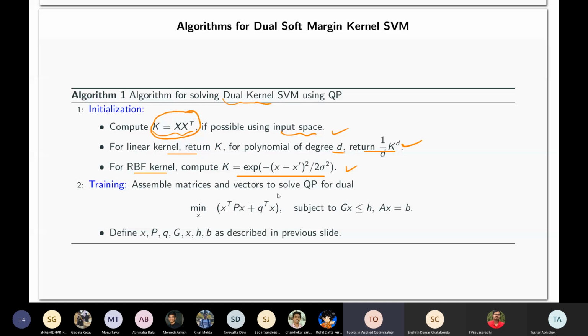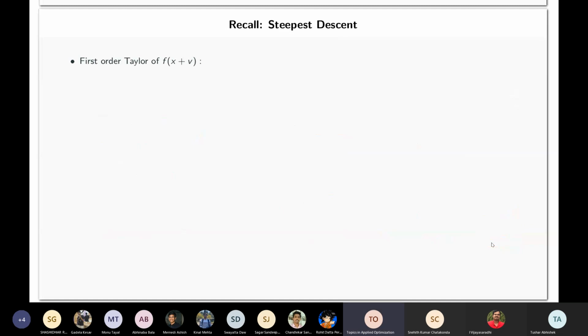Now you assemble the matrices and vectors, like I said before, to solve the quadratic program. You know what P was like before. You know Q, you know G, H, A, B. So you do that and then you pass this to some library, let us say, pass it to some solver, and that can solve things for you. So I think I will stop here.